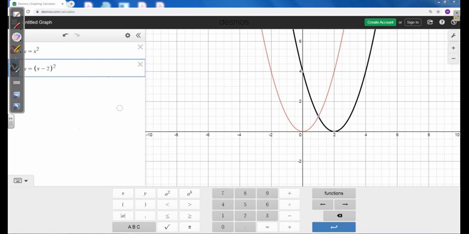What's the vertex here? 2, 0? Okay. When you say the vertex, we can't say only two. A vertex is a point. You have to include the x and y value. X is 2, y is 0.